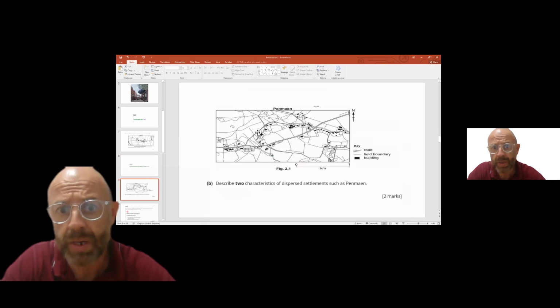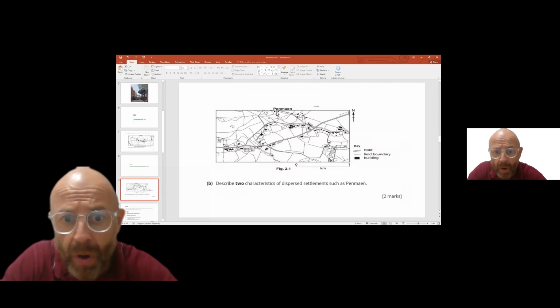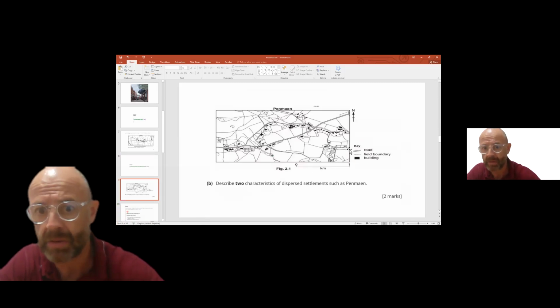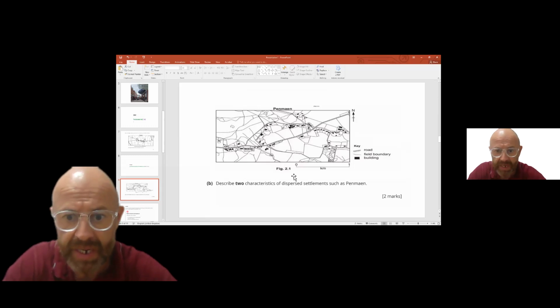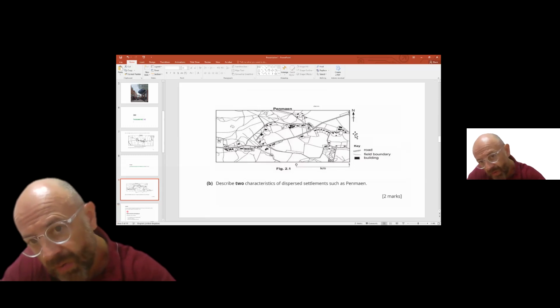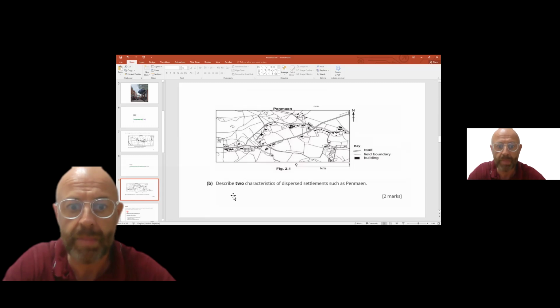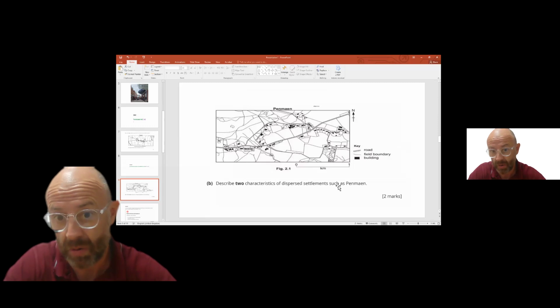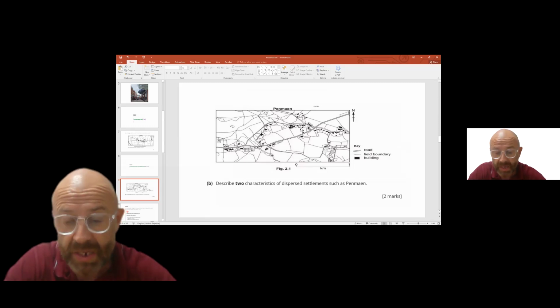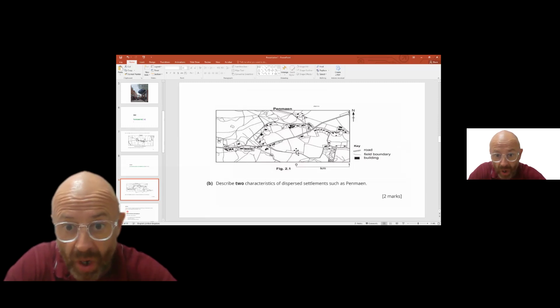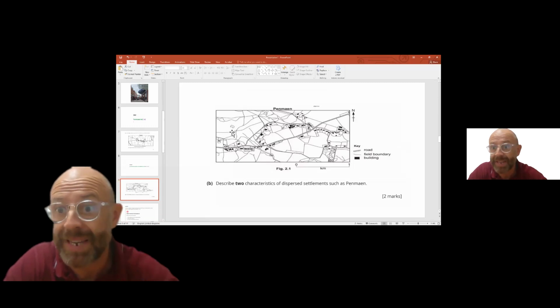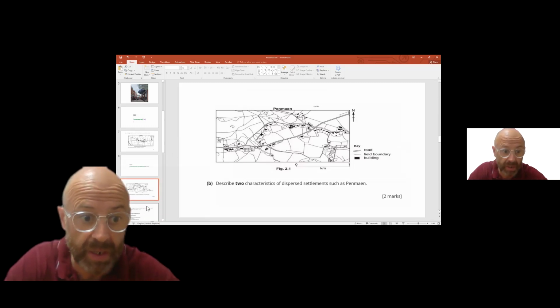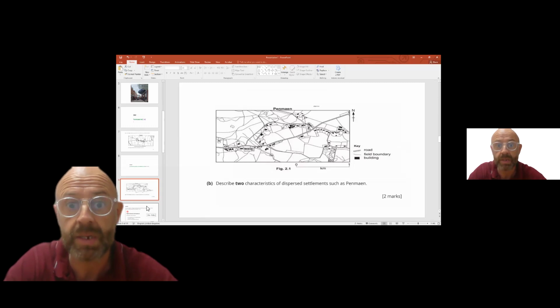Now, this one shows a map of Penmaen, a bit more of a detailed map with a key. We've got a scale. We've got compass points that you should have on a map. Describe 2 characteristics of dispersed settlement like Penmaen. So why it's dispersed, we have properties not closely together. There's a big distance between various properties. You need to describe 2 properties.